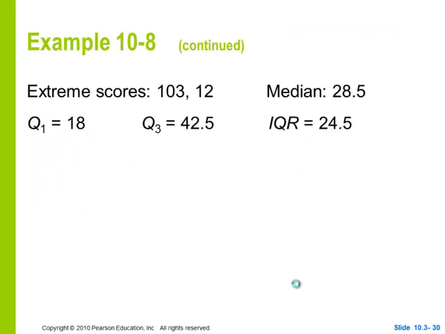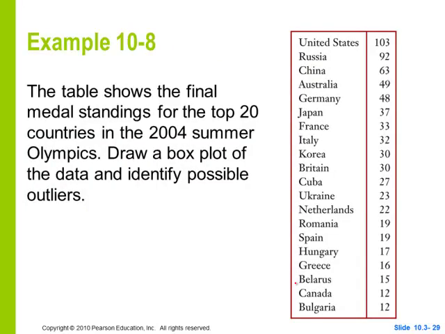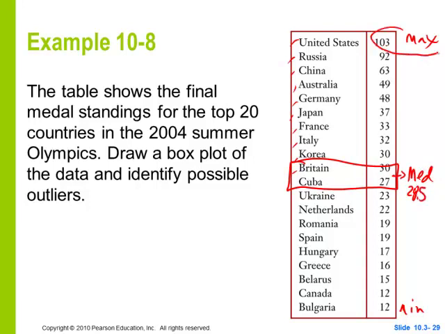And we're going to make a list, smallest to largest, up and down like this. Let's find a 5-number summary. We have 12 is the min, 103 is the max. There are 20 of them. 1, 2, 3, 4, 5, 6, 7, 8, 9, 10. So right here would be the two middle numbers, numbers 10 and 11. Halfway between those is the median, 28.5. Max is 103. Median is 28.5. The minimum is 12.